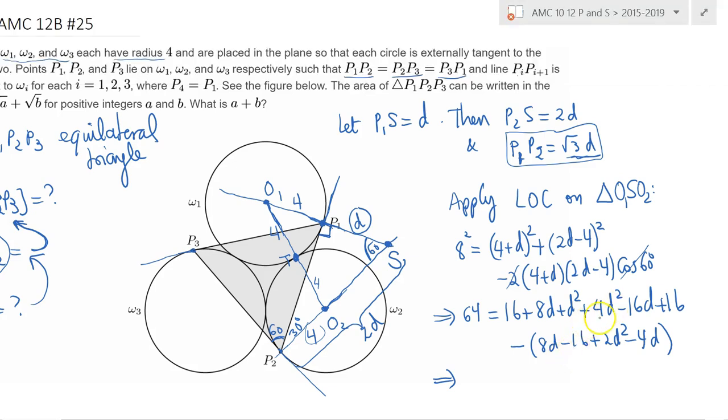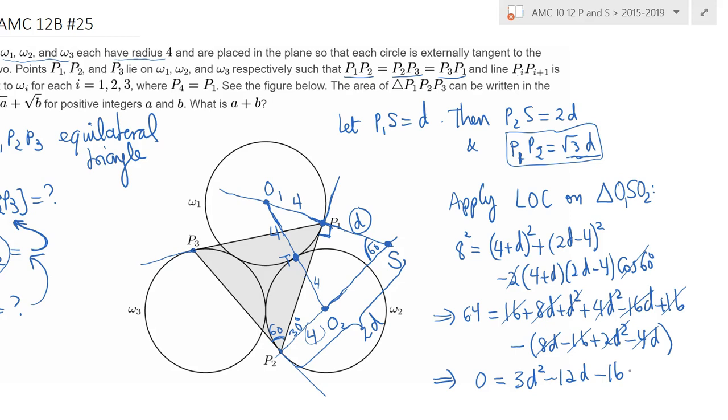So we have, let's see, well, plus 8d minus 8d, they cancel each other out. So I have 64 on the left hand side as a constant. I have 16, another 16, so 32, another 16, 48. So we would have 16 left on the left hand side. We have d square, 5d square minus 2d square is 3d square, and finally we have minus 16d plus 4d is minus 12d. Actually, it's better to just bring the 16 to the right hand side as negative 16. I hope I haven't made any silly mistake here.